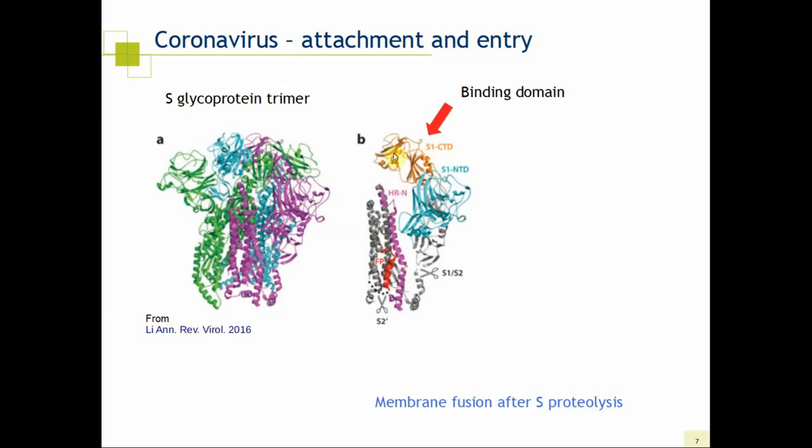So this C-terminal domain of S1 is also called the receptor binding domain. This is what's involved directly in binding to ACE2. And S2 is the fusion domain. So these alpha helices will change conformation and project this fusion peptide, in red, into the membrane of the host cell. And that's what is going to catalyze membrane fusion.